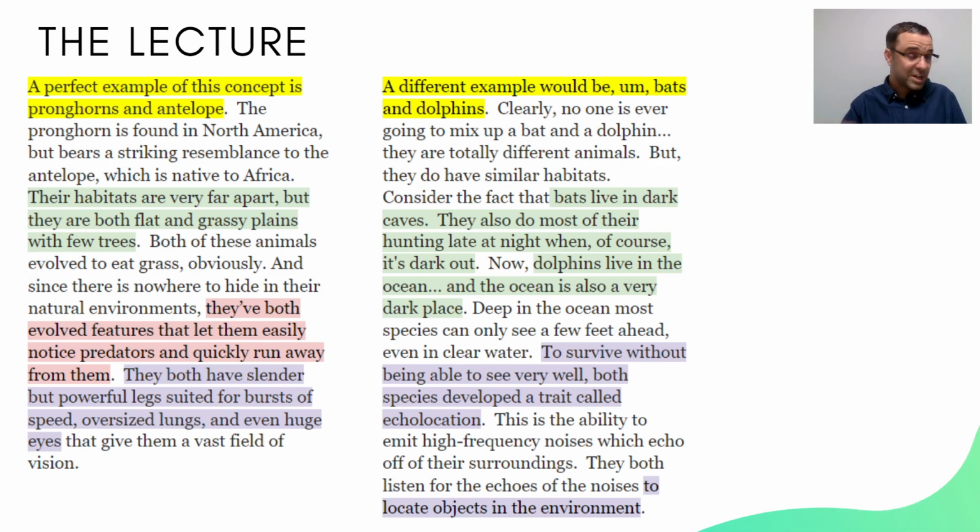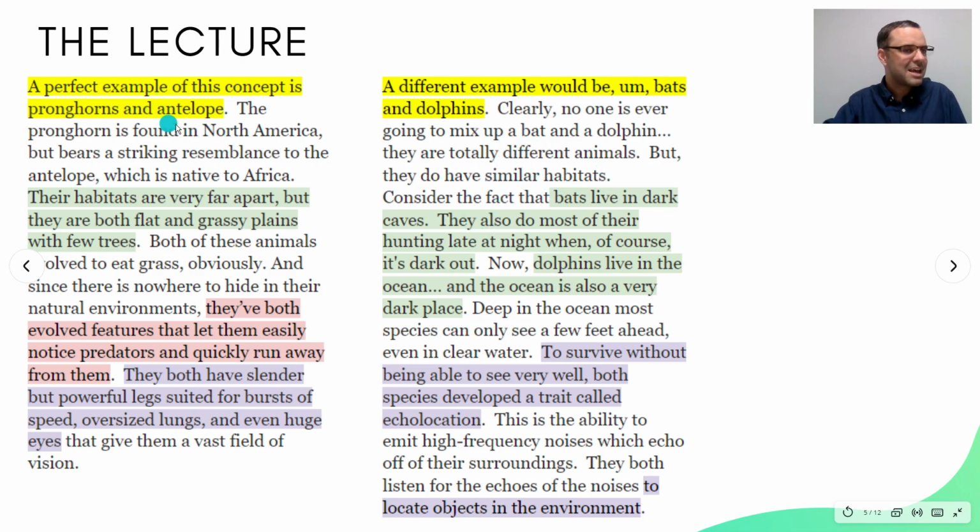So the reading goes away and then you hear the lecture. This is a transcript of a lecture. Of course, on the real test, you can only listen. You can't read it, but I'm giving you the transcript here so you can understand what's going on. Now, this is a very typical lecture, and it's got 2 separate examples. First up is an example about pronghorns and antelope, and next up is an example about bats and dolphins.